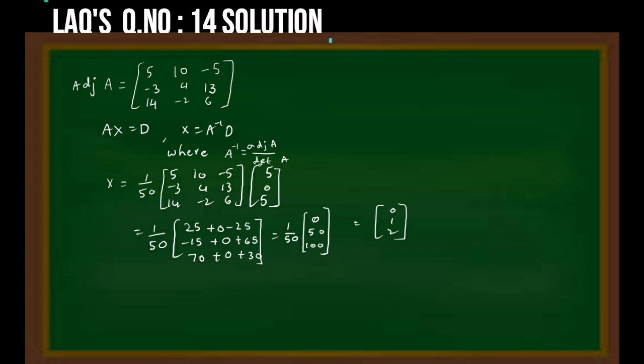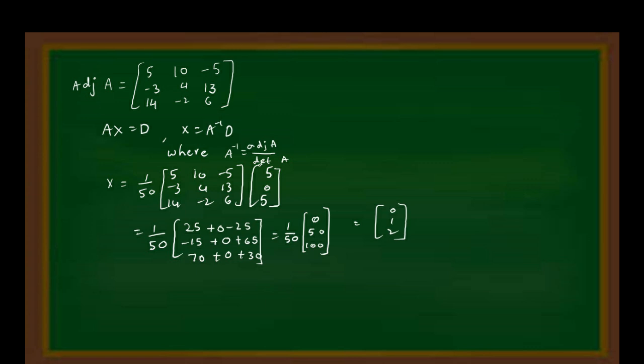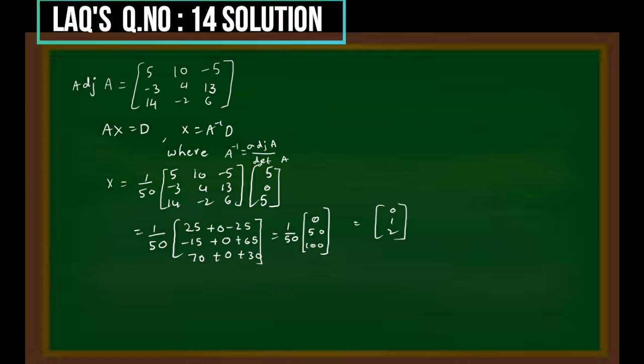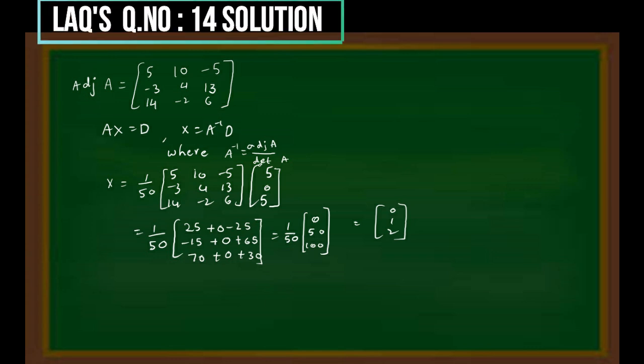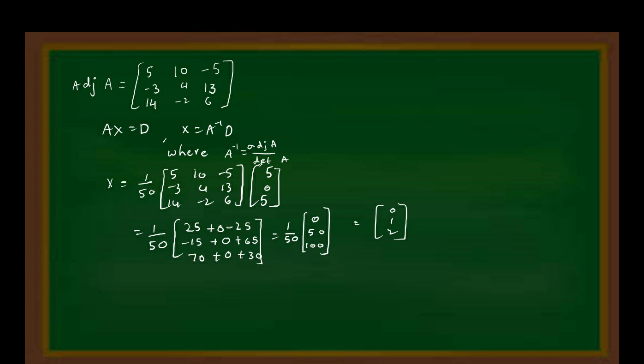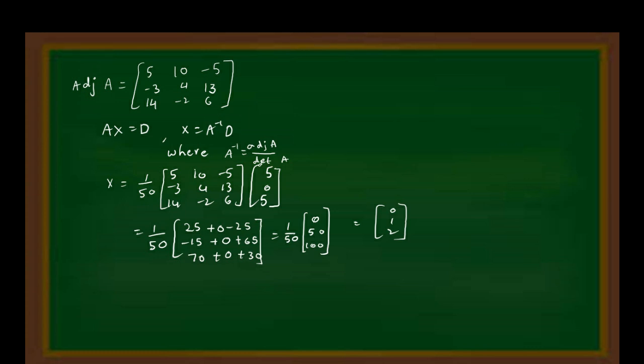Here det A is equal to 50. Therefore X = 1/50 times the adjoint matrix times the constant matrix. That is 1/50 times the matrix [5, 10, -5; -3, 4, 13; 14, -2, 6] times the constant matrix [5, 0, 5]. Now multiplying these two matrices. Multiplication means multiply the first row with the first column.